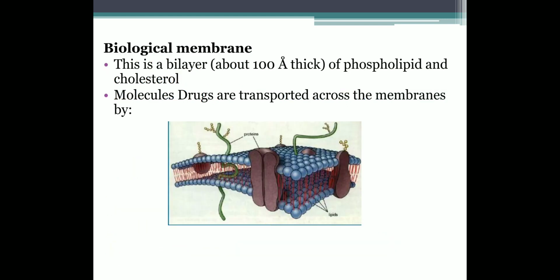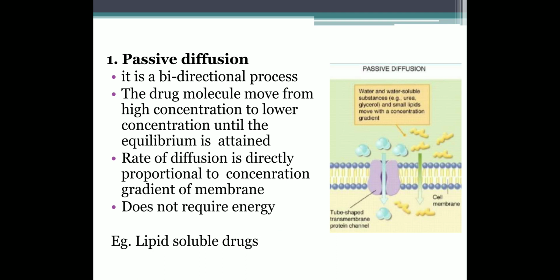Biological membrane is a bilayer of phospholipid and cholesterol. Drug molecules are transported across the membranes first by passive diffusion. Passive diffusion is a bidirectional process. The drug molecules move from high concentration to low concentration until equilibrium is attained. As you can see in the picture, the rate of diffusion is directly proportional to the concentration gradient across the membrane, and it does not require any energy. For example, lipid soluble drugs pass through the process of passive diffusion.